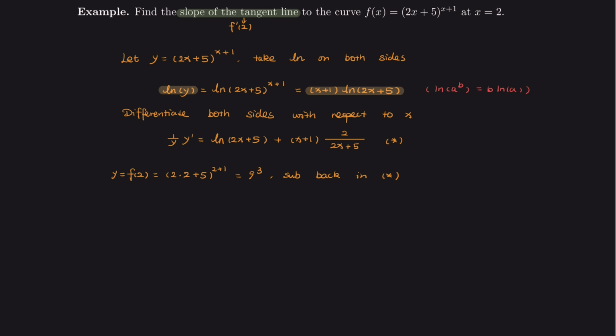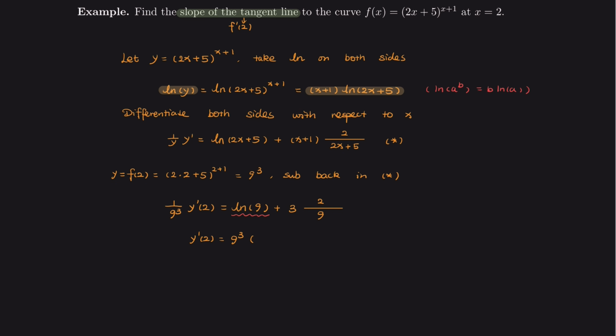Again, let's sub it back into star. I'm going to have 1 over 9 cubed times y prime at x equals 2, so let's call it y prime of 2, equals ln 9 plus 3 times 2 over 9. Now let's simplify it and isolate for y prime of 2. y prime of 2 equals 9 cubed times ln 9.